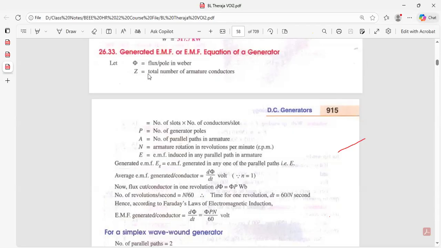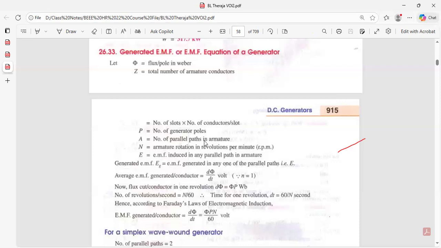That is Z. On the armature, what is the total number of conductors? Z is the total number of armature conductors, that is equal to number of slots into number of conductors per slot. In the exam, you have to write this; for 10 marks, they lost. Z is the total number of conductors, number of slots into number of conductors per slot. P is the number of poles.